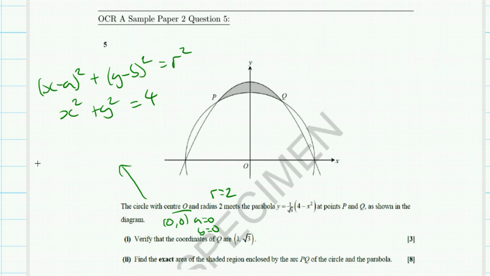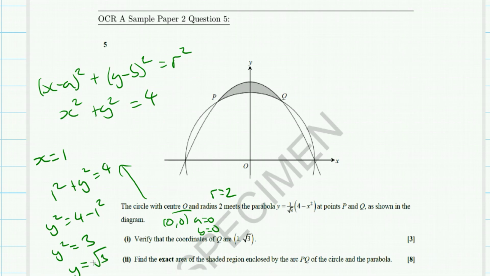So you've got x equals 1. So when you have x equals 1, it's going to be 1 squared plus y squared is equal to 4. So y squared is equal to 4 minus 1 squared, which is y squared is equal to 3, and therefore y is equal to plus or minus root 3. One of those values is root 3. And because the circle is obviously going to repeat somewhere down here.